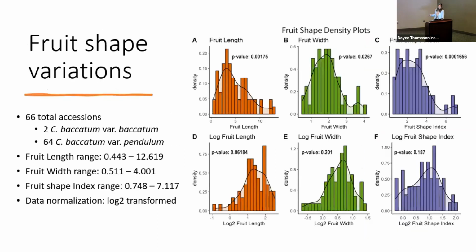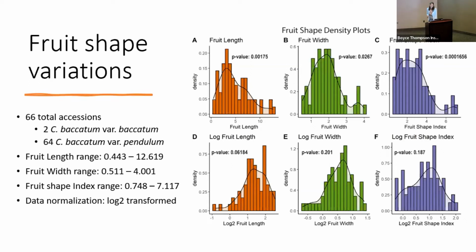But before that, I have to look at the phenotype data a bit. So I have 66 total accessions. 2 of them are the wild type, and 64 are our domesticated accessions. So I have a wide range of fruit length data, and then the fruit width range was slightly narrower, and then also looking at the fruit shape index, which is the length divided by the width, it's between the two.